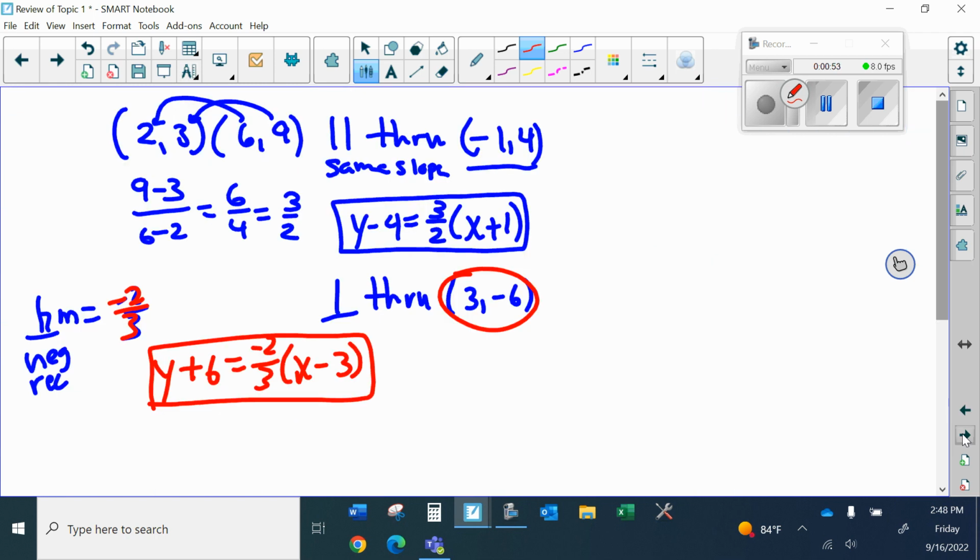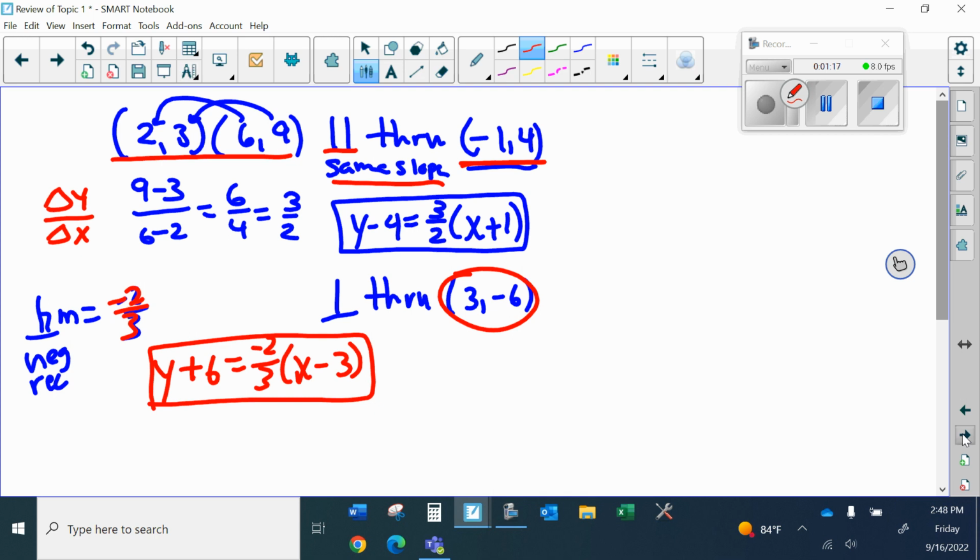They're going to give you 2 points, and they'll say, write a parallel line to the line through those 2 points that goes through negative 1, 4. Well, you should know when you see parallel that the 2 words are same slope. So I need to find the slope. You're changing y over changing x. You've been doing that in 8th grade, 9th grade, and now in geometry, 10th grade.